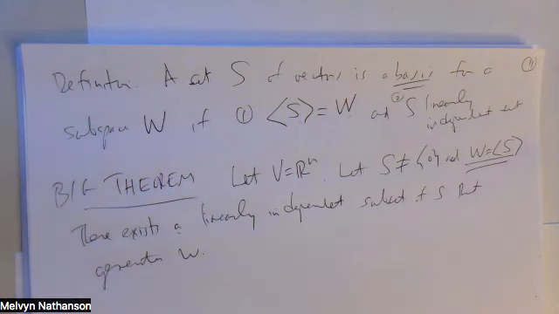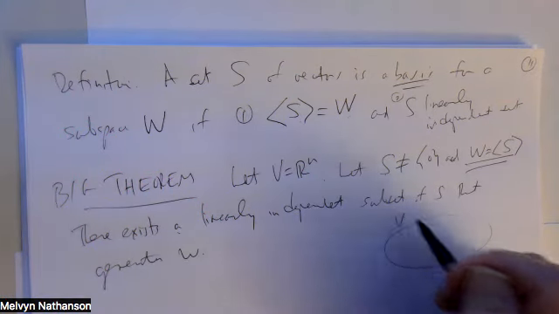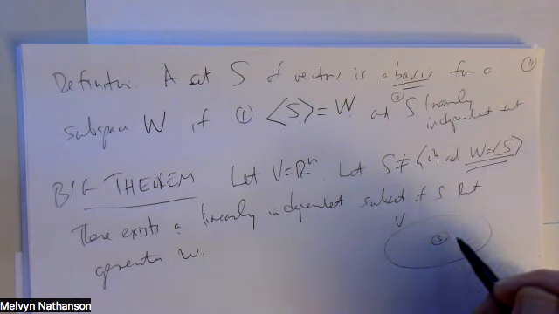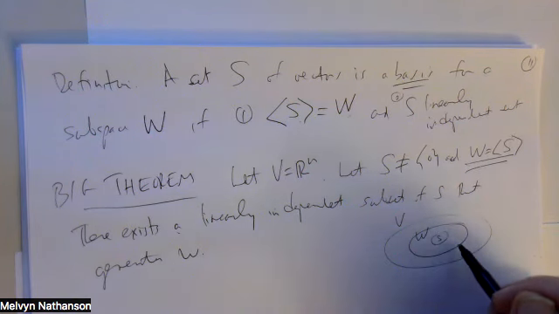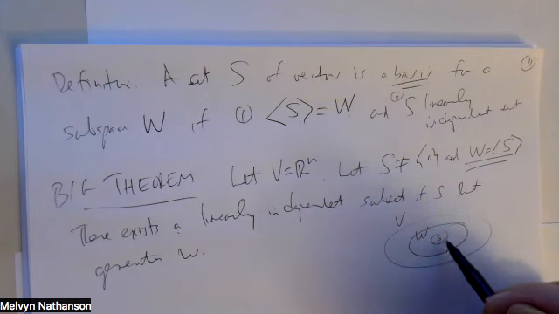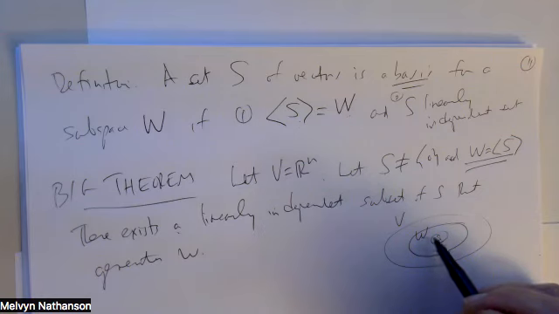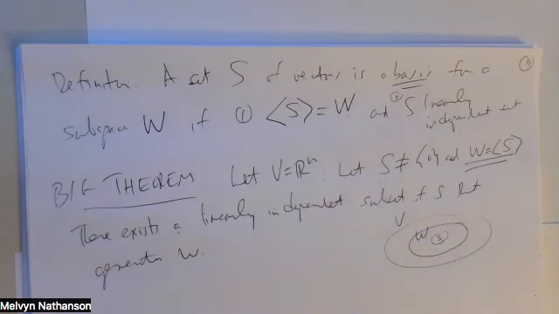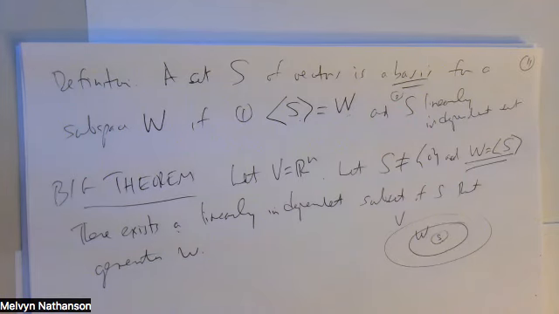W. So here we have V, here we have a set S, and it generates some subspace W. We can throw away some vectors from S and still have a set that generates W, and this smaller set will have the property that it is linearly independent. No linear combination of the vectors in that subset can be equal to zero except the trivial one.